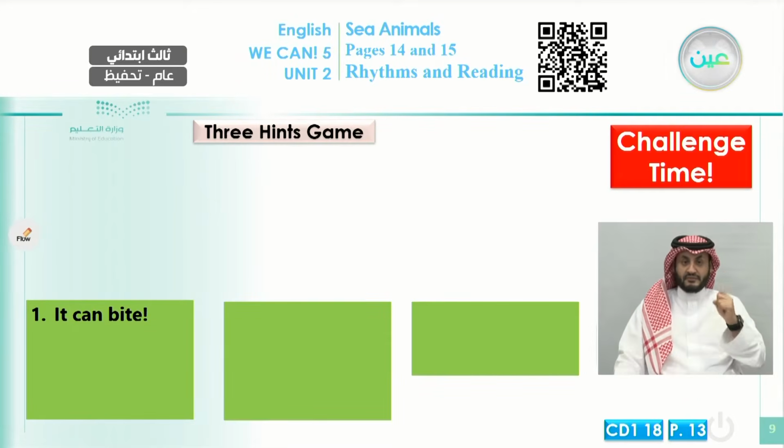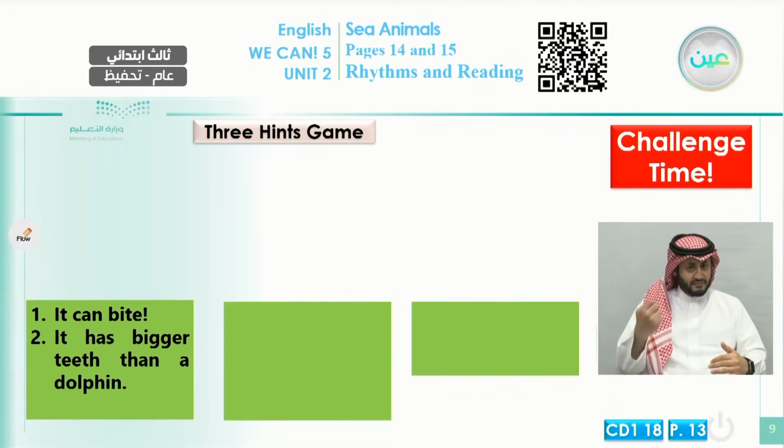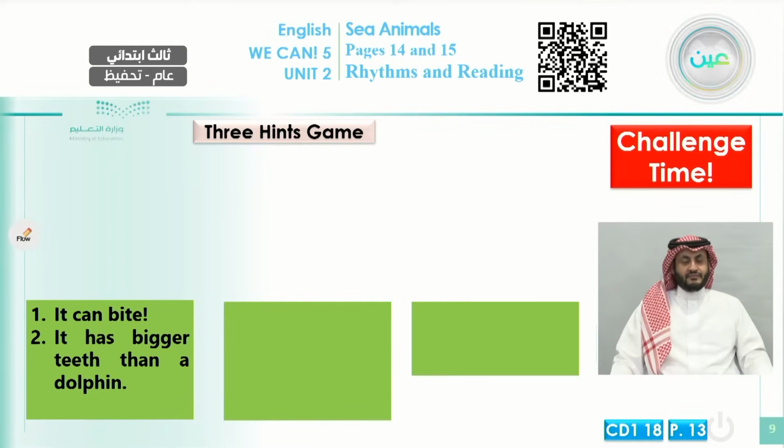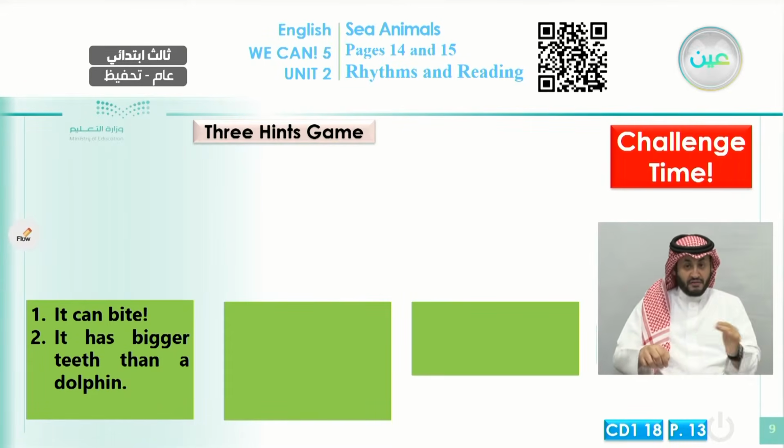Number 1, it can bite. Okay, do you get it? Do you know what this animal is? So many animals can bite. But let us give you some more information. It has bigger teeth than a dolphin. Okay, so comparing to dolphin, it has bigger teeth. Their teeth are bigger than the teeth of a dolphin.